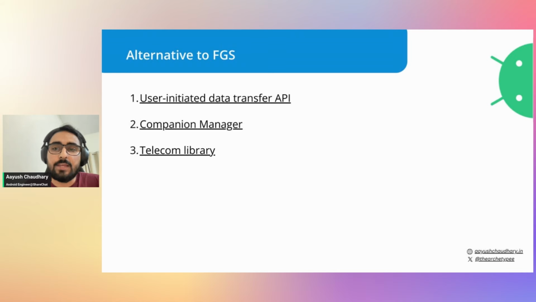We also have the Telecom library. If your app uses the phone call foreground service type, you can replace it with the Telecom library, which provides a way to implement voice over IP using connection service.